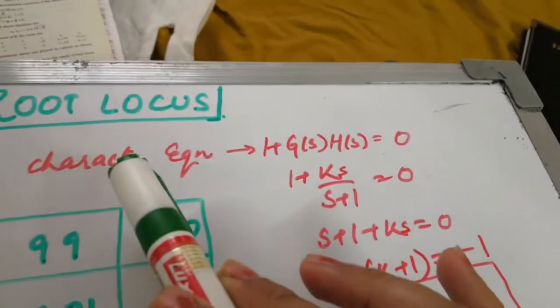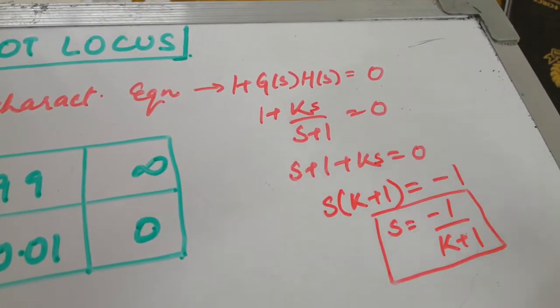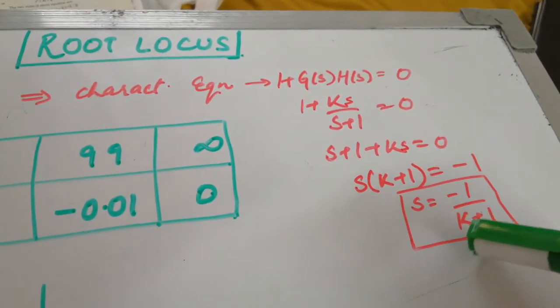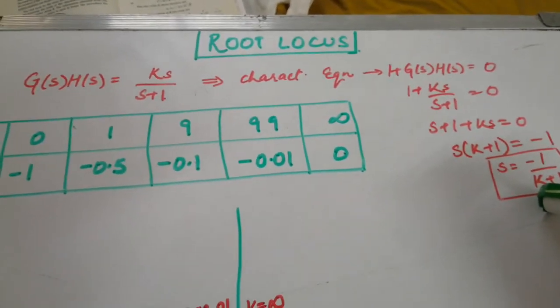Firstly, we will be finding out the roots of the characteristic equation, which comes out to be this one: S equals minus 1 upon K plus 1. Now we will keep on putting in values of this gain K. Firstly, we will put the value of K as 0.